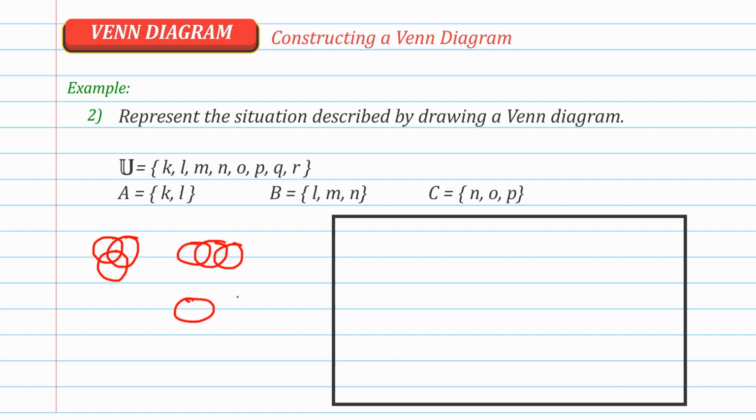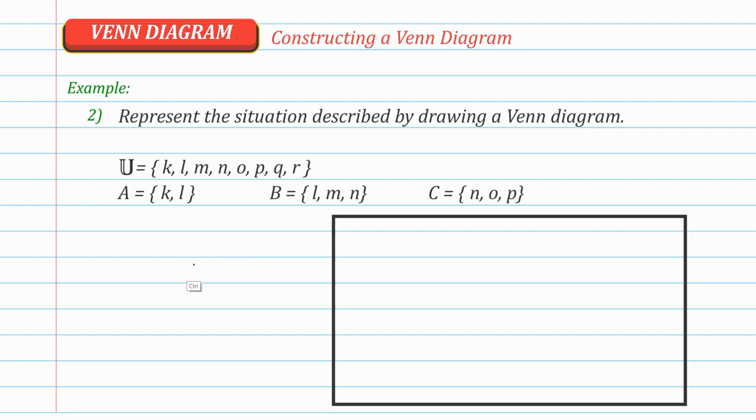Or baka naman hiwa-hiwalay sila? So, there is really no way to know unless we analyze. How do we analyze? Take note, when two circles are overlapping, they have a common part. So our aim is to look at these common elements.